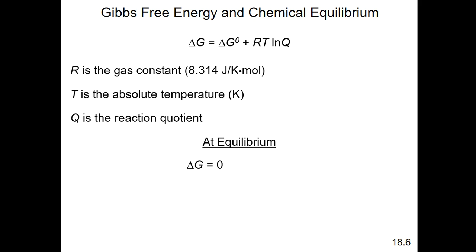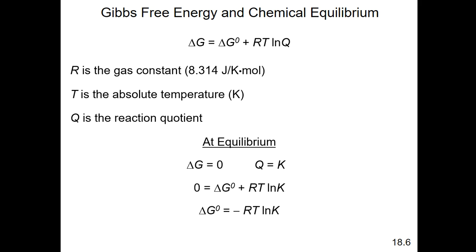So if we replace delta G in the equation up above with 0, we also know that Q becomes equal to K, because when delta G is equal to 0, Q and K become equal to each other because the two become one and the same. And so if we set delta G equal to 0 and replace Q with K, we get an equation that looks like this: delta G naught is equal to minus RT times the natural log of K. And now you see we have a relationship between K and delta G under the standard state conditions.